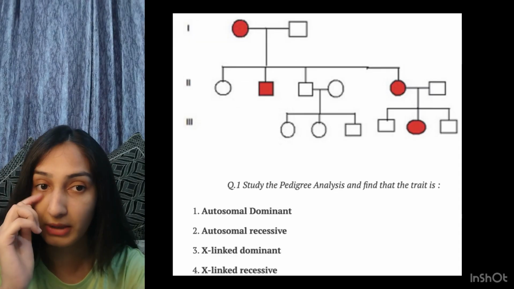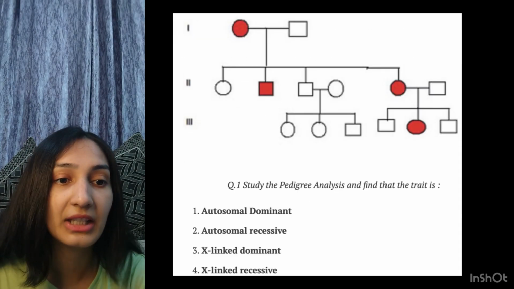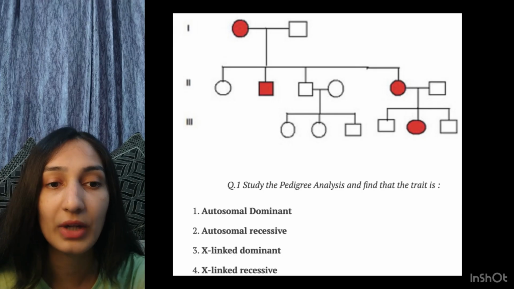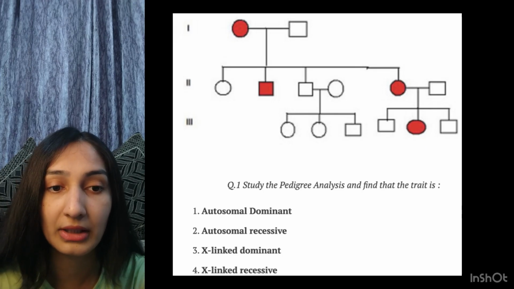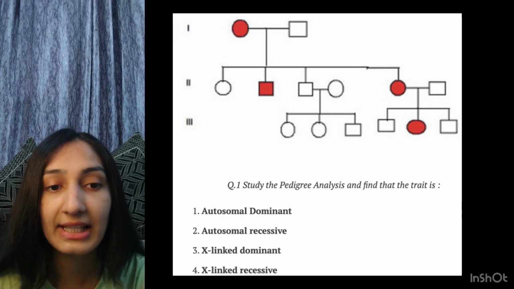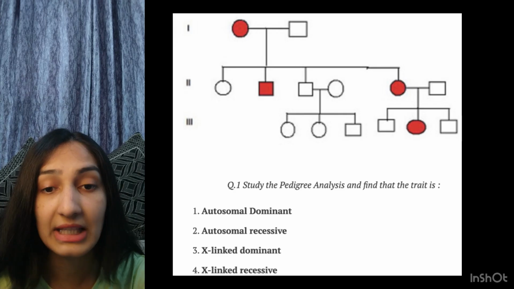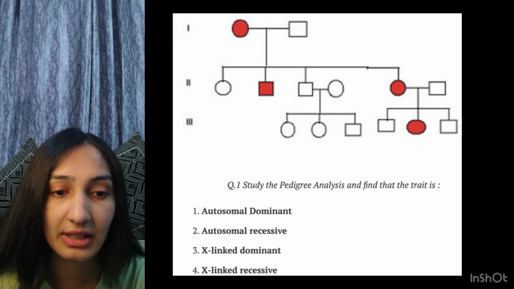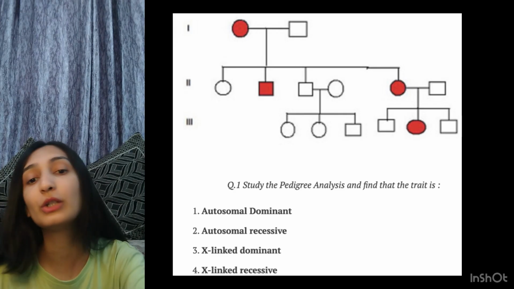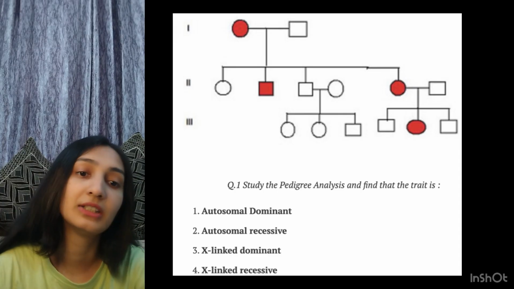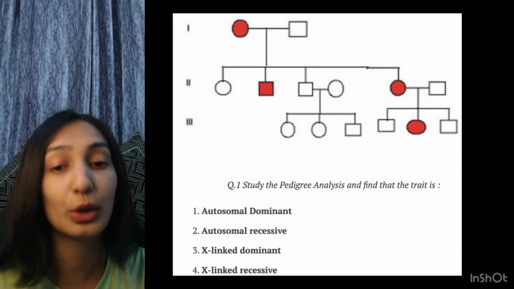Now for question number 12, study the pedigree analysis and find whether the trait is autosomal dominant, autosomal recessive, X-linked dominant or X-linked recessive. Again, you need to solve this pedigree chart. The right answer over here is autosomal dominant.